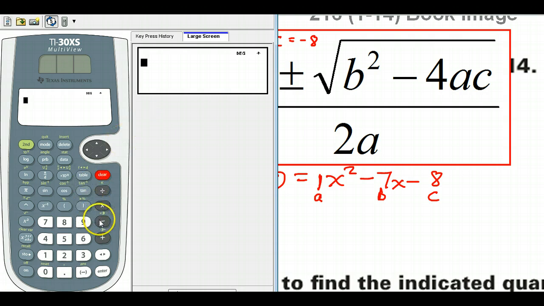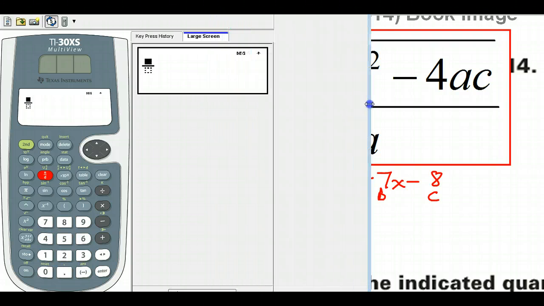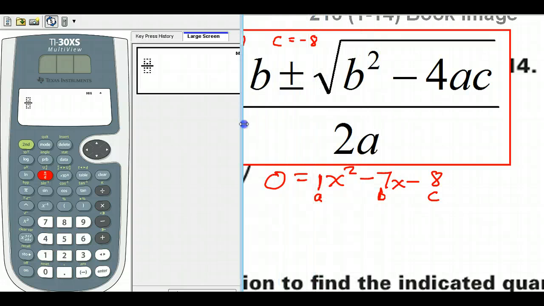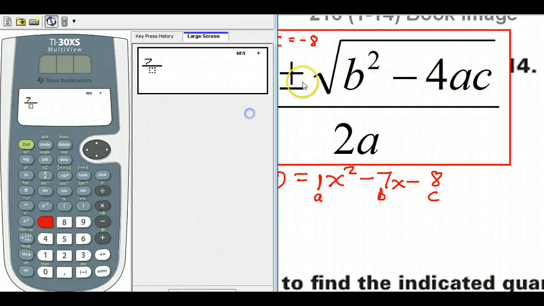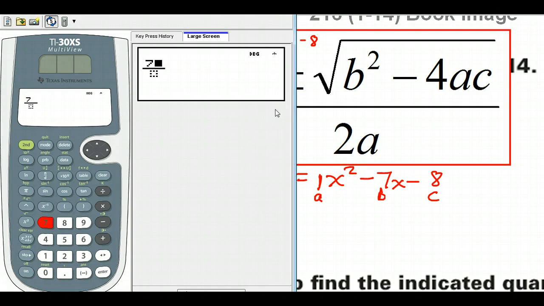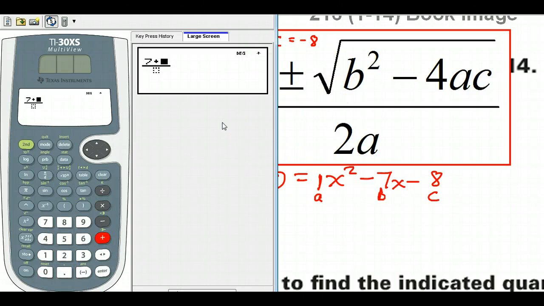Opposite of B. So look, first hit your fraction button. Alright, if you have your TI-30 XS multi-view, hit your fraction button. So we need opposite of B, you know, because that's what the formula says, opposite of B. So B is negative 7, so the opposite of B is positive 7. And then in the formula, next it says plus or minus. We're just going to do plus, we'll do minus later. So plus. And then it has a square root, so square root.